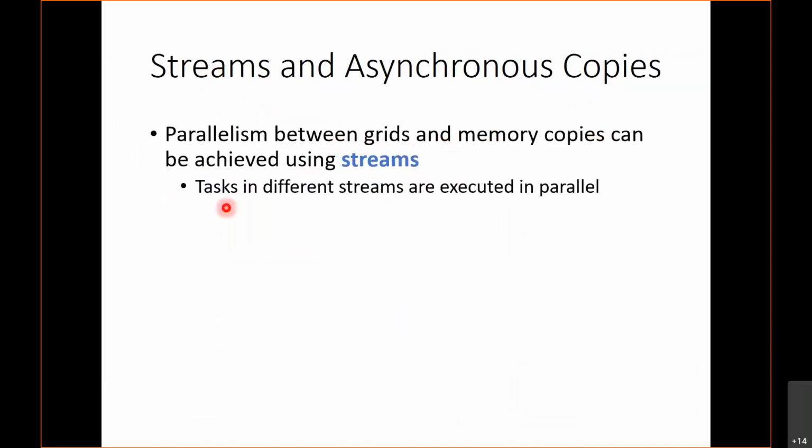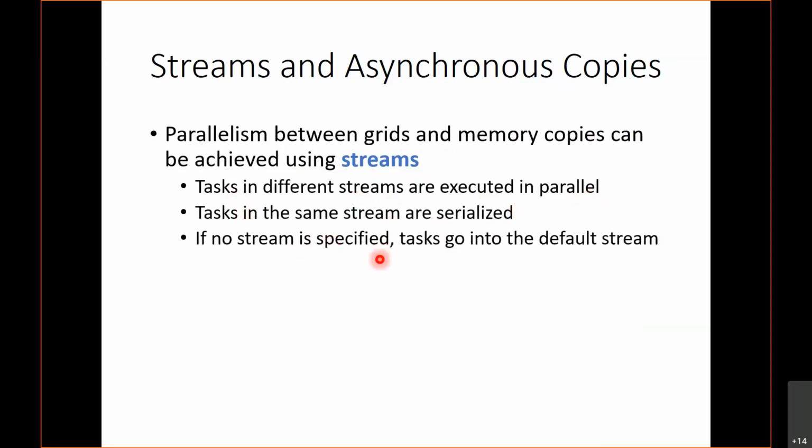Whereas if I put tasks in different streams, they're executed in parallel. So tasks in different streams are executed in parallel, and tasks in the same stream are serialized. Now, by default, if I don't specify a stream, everything is going to go into the default stream. So if I specify multiple cudaMemcpy calls, by default, all of these cudaMemcpy calls will go into the same stream and they will be serialized. Same thing with kernels.